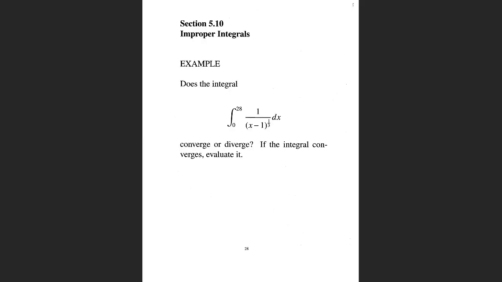Take a moment to copy this example down, class. Think about why this integral is improper.